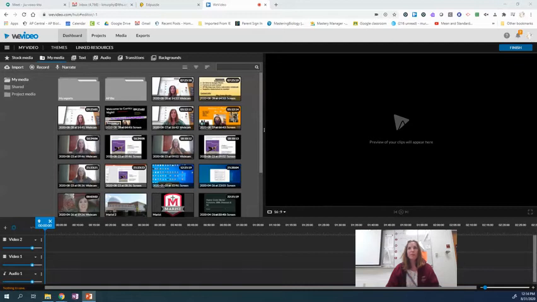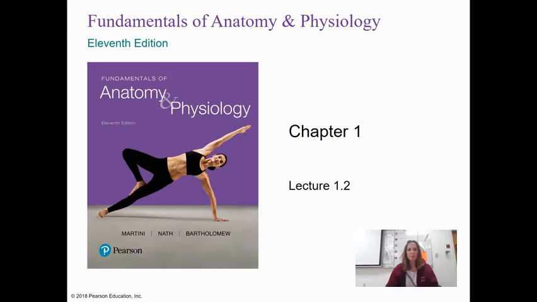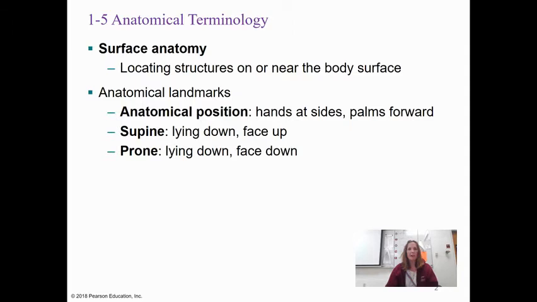Welcome to Anatomy Lecture 1.2. In this lecture, we're going to learn about anatomical terminology and directional terminology. To start off, we're going to look at the surfaces of the body or near the body surfaces. And one thing you need to understand is anatomical position. Anatomical position is if you stand with your hands at your sides, but the palms need to be out.